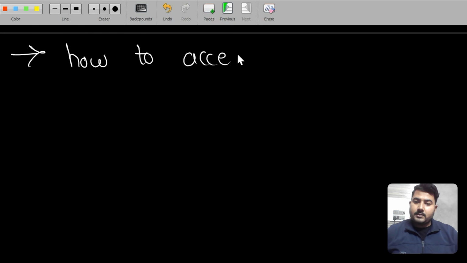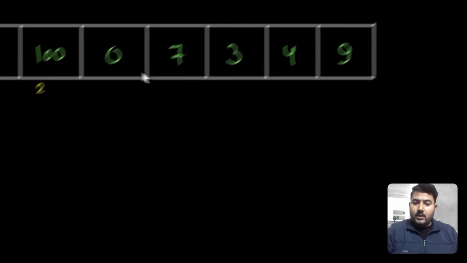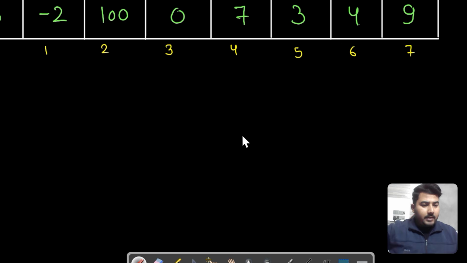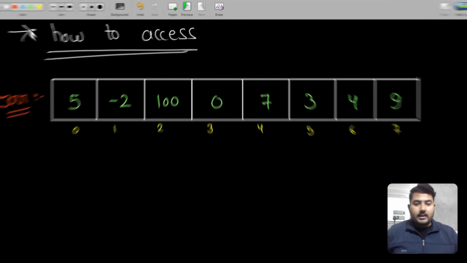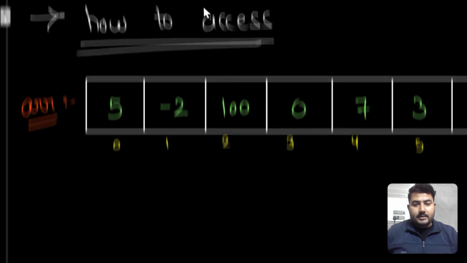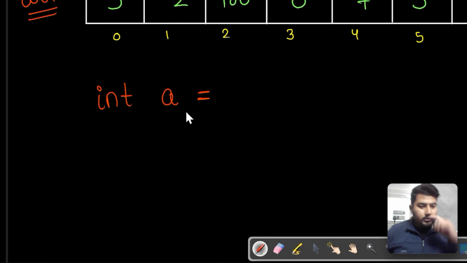How to access? Let's suppose this particular array, we are going to reuse the same array. We are going to imagine these numbers as well, because every array will have this indexing. Let's suppose I want to access this number, this 7, then how do I do that? I need to store that number somewhere. Let's suppose I have created a variable a inside which I want to store this number.